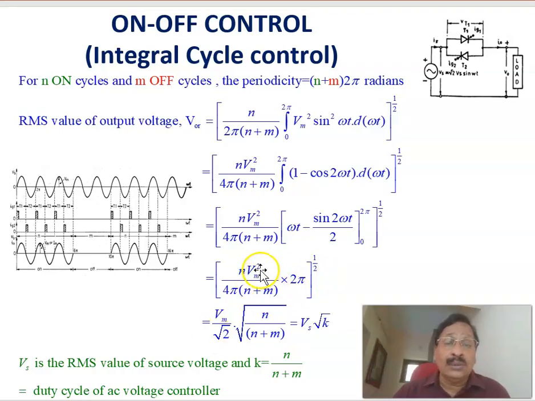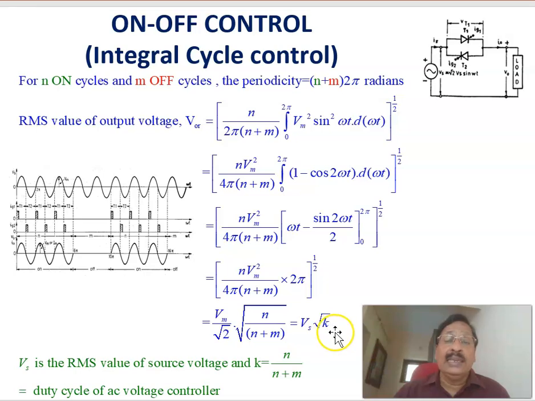If you take Vm outside the square root, this is equal to Vm divided by root 2 into the square root of n divided by n plus m, and as I told you, n divided by n plus m is called the duty cycle. Therefore the duty cycle of the voltage controller is k, equal to n divided by n plus m. For n number of cycles the load is connected to the source, and for m number of cycles the load is disconnected from the source. This n divided by n plus m is called the duty cycle of the AC controllers.